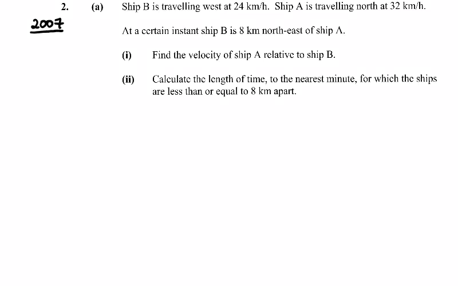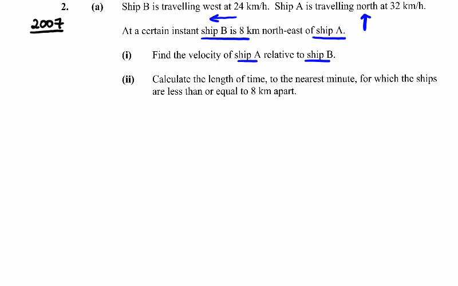Relative velocity: ship B is traveling west at 24 kilometers an hour. Ship A is traveling north at 32 kilometers an hour. At a certain instant, ship B is 8 kilometers northeast of ship A. Find the velocity of ship A relative to ship B.